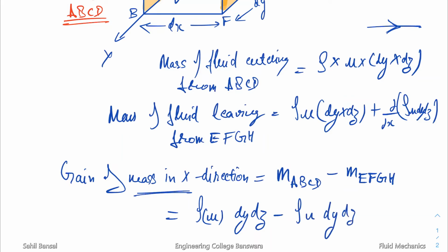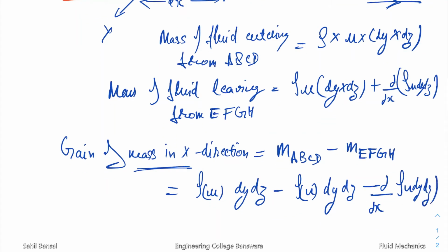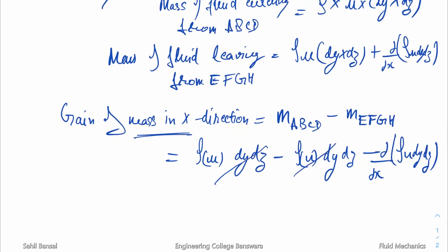dy dz minus of del by del x rho u dy dz. Fine. This will cancel out. So what will be my gain of mass in x direction? It will be equal to minus of del by del x rho u dy dz. Fine. That's my gain of mass in x direction.